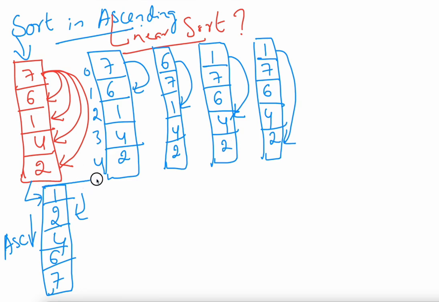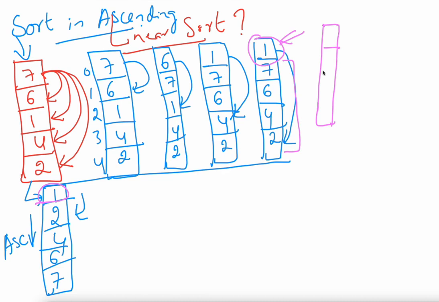So after completion of this iteration, the first item we have is in the final position. That means you don't need to change the position of 1 anytime, because if you see the result, the first position is also 1. After the first iteration, this is also 1. Now the only thing is we need to process the remaining array, which is 7, 6, 4, 2. And again the process continues.